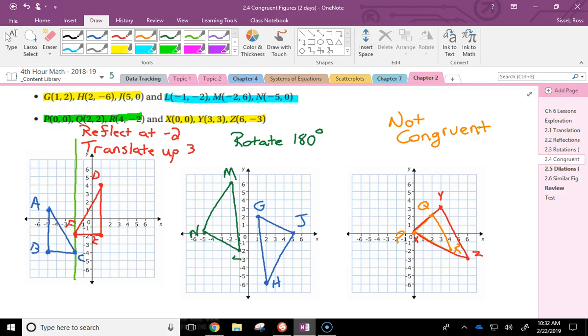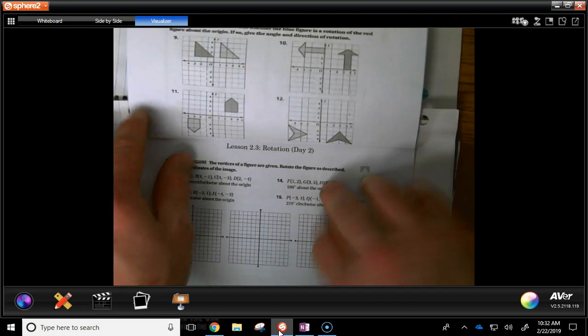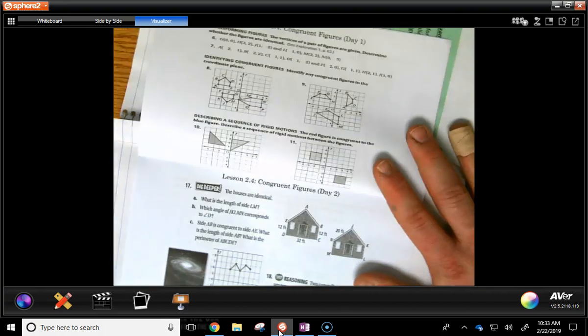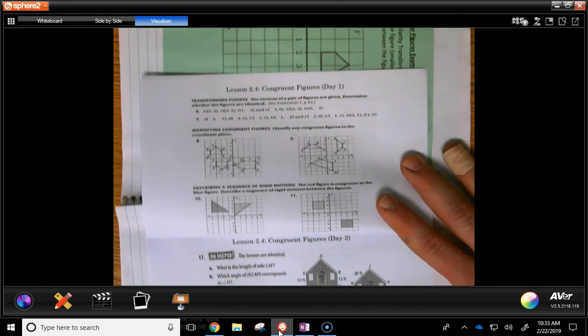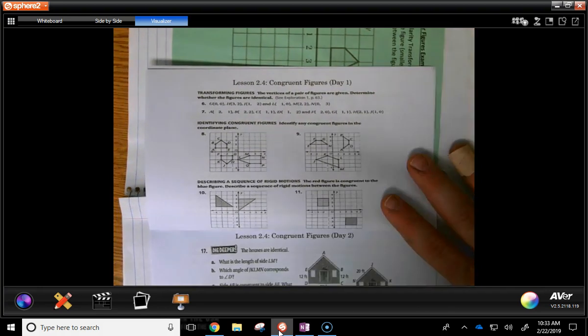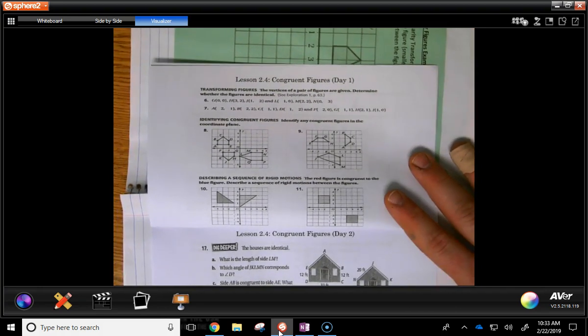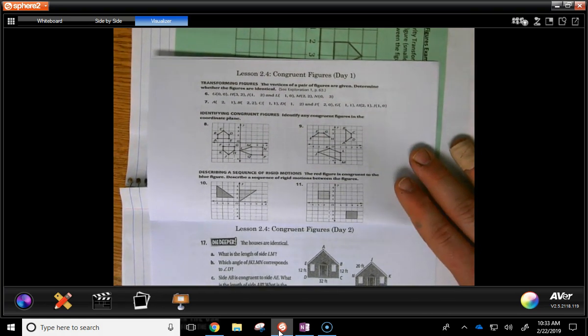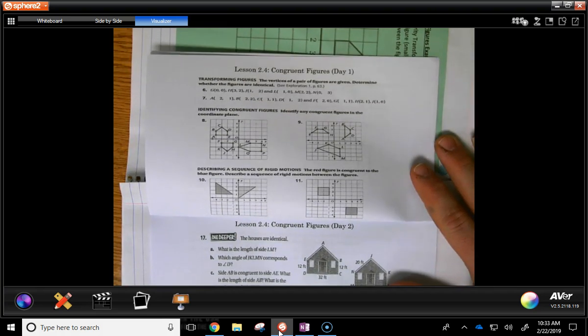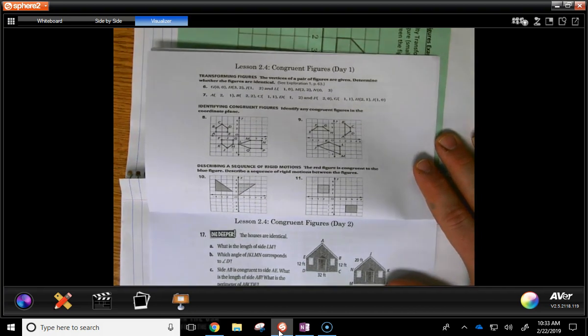Your homework. Last thing for you guys. Homework is still lesson 2.4. You have 1, 2, 3, 4, 5, 6 questions. We're going to finish our folder. You guys can try it. We'll see what you get. Day 2.4, day 1.